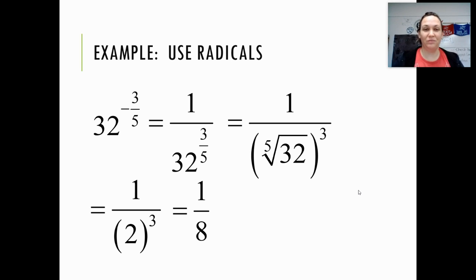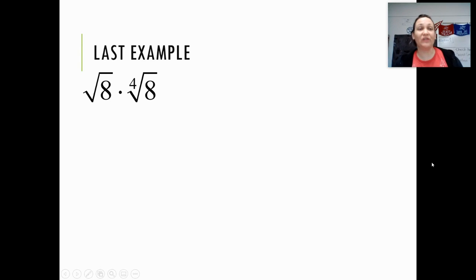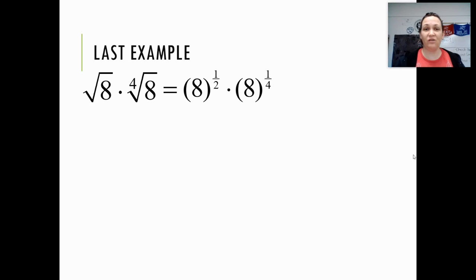Let's try one last problem together. This problem is similar to our first example that we did, where I have a square root and a fourth root, so I cannot combine them together. I don't want to simplify my square root because that's just going to make the problem more complicated, so let's just change these to fractional exponents. So just like our first example, it's 8 to the 1/2 and 8 to the 1/4.